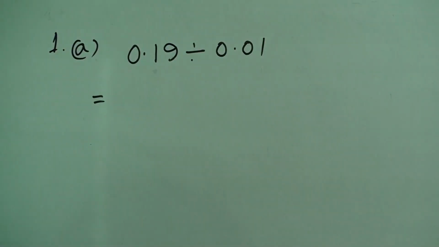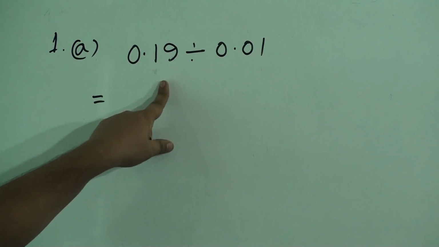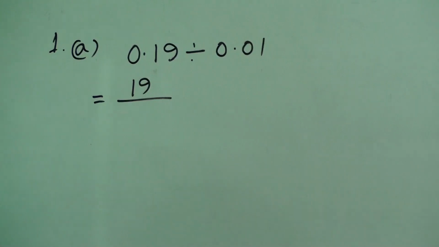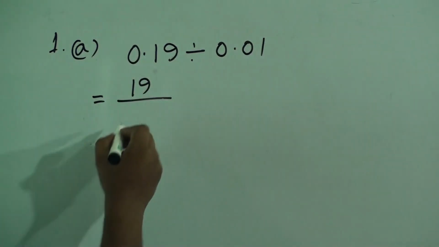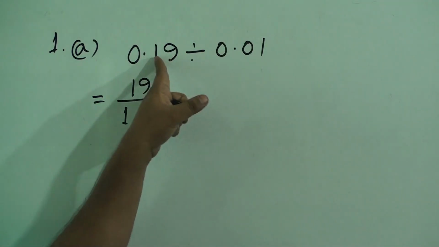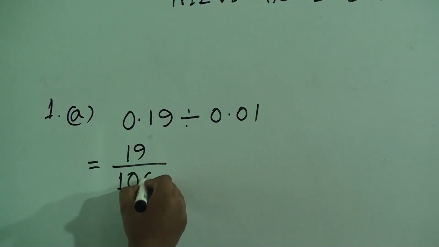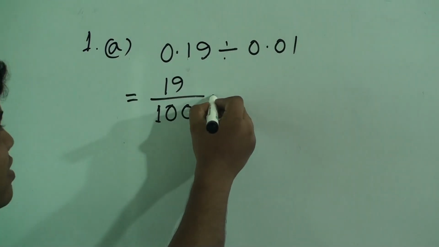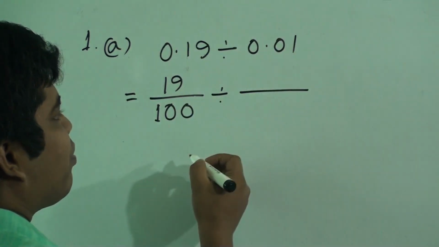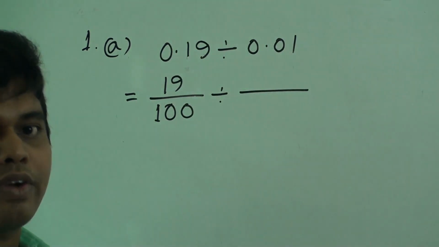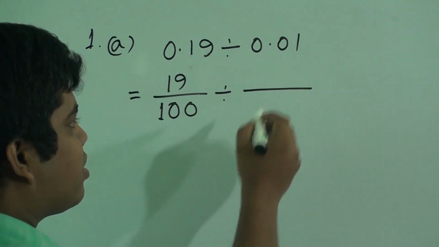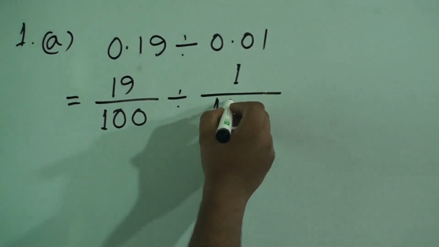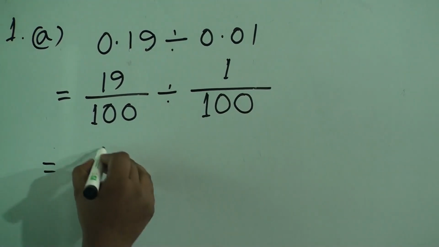Dear students, at first we convert these decimal numbers into fractions. At first we write the number without the decimal point, that means 19. Now for the point I write 1, and after the point there are 2 digits, so for these 2 digits I write 100. If there are 3 digits, then I write 1000. Then the division sign is here. After that we write the number without the point, that means 01. We need not write 0 before a number because it has no value. So we write 1, and for the point I write 1, and after the point there are 2 digits, so I write 100. Okay, 19 by 100.